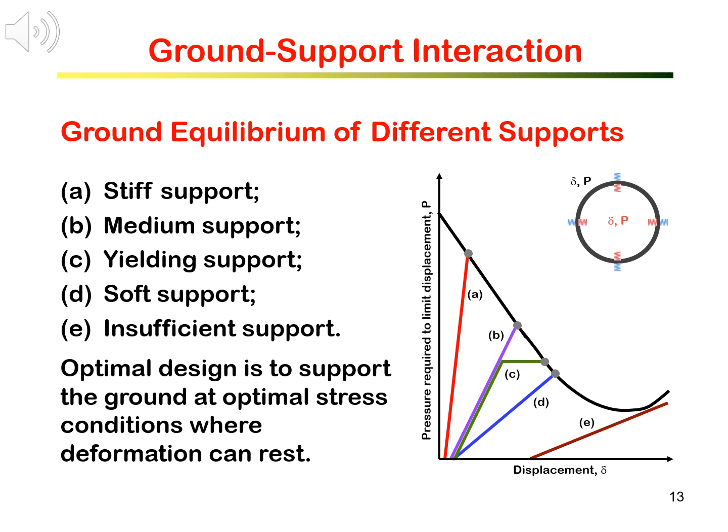B is considered as medium support, while C uses yielding properties to provide yielding support, and D is soft support. Insufficient support, either support installed too late or support capacity too low, is shown by E.